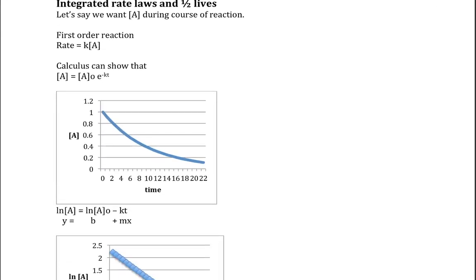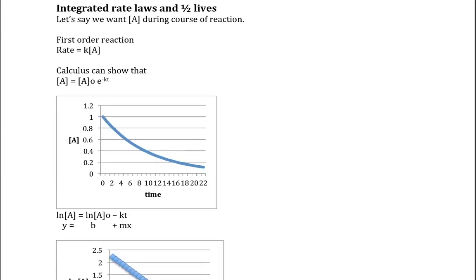Okay, our next section is integrated rate laws and half-lives. Let's say we want the concentration of A during the course of a reaction. For a first order reaction, we have learned that rate equals Ka.